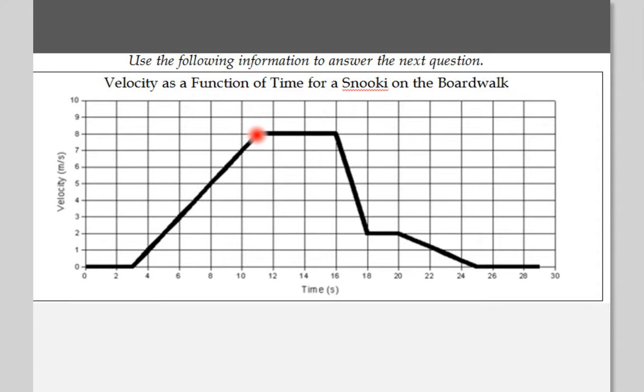It's increasing at a constant rate, so you're accelerating. And your acceleration value is constant. You never have a changing acceleration in this class.